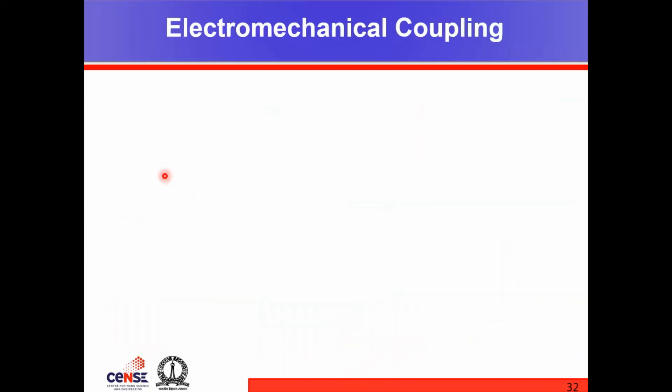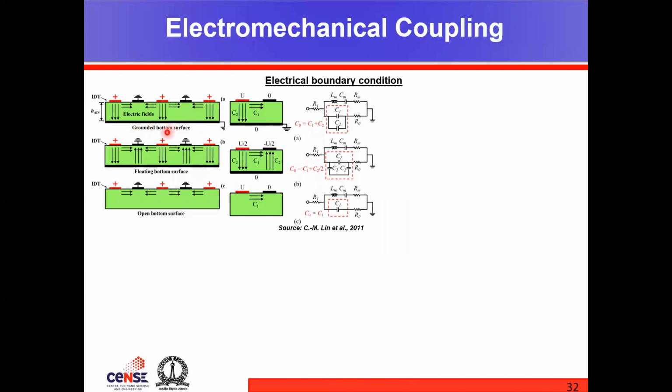So far, we have looked into the quality factor enhancement. Let us look into the electromechanical coupling engineering as well. Here we have three ways in which the electrodes are being configured. Here, the bottom electrode is present and it is being grounded. So this is how the electric field distribution looks like. This is the capacitance combination. Here the bottom electrode is floating, and this is the capacitance relationship. Here is an external field that you see, an extra field. And here you do not have a bottom electrode, and hence it is known as an open bottom surface condition.